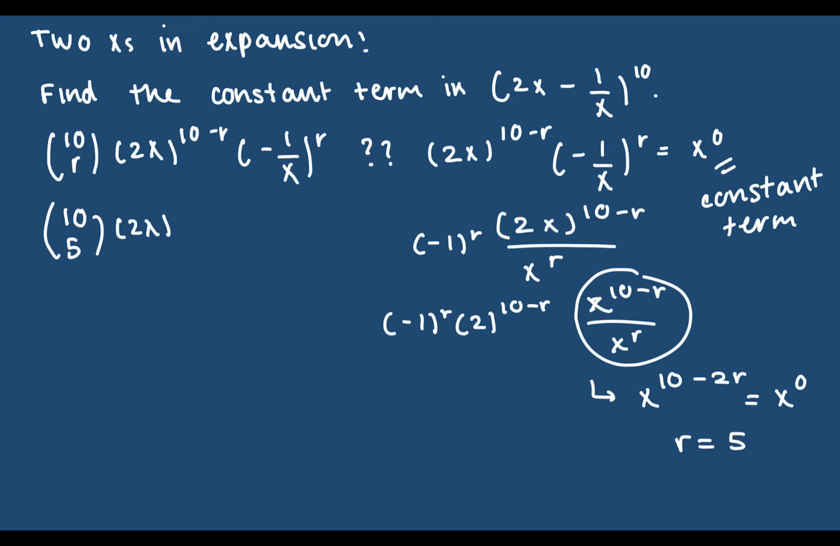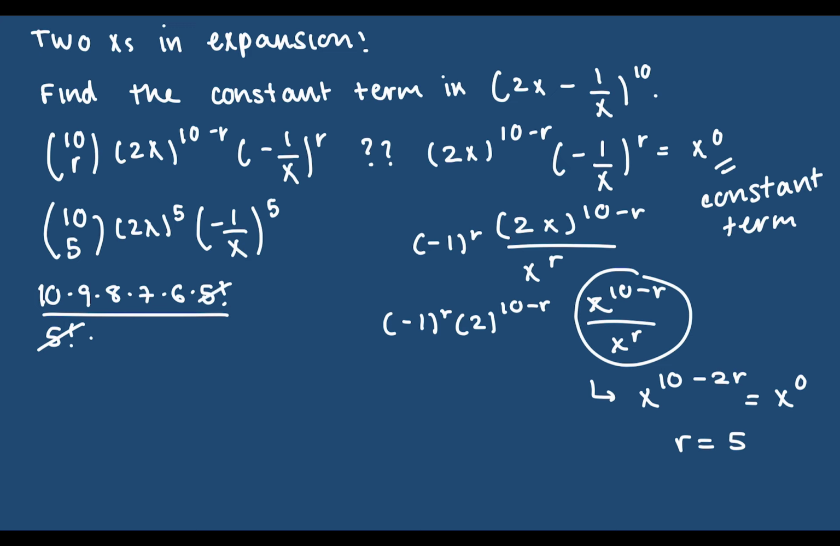So now it's a breeze from here. So it's 10 choose 5 times 2x to the power of 10 minus 5, so 5, times minus 1 over x to the power of 5. Again, we do the factorial, so we can simplify and cross out the 5 factorial, then simplify the 10 times 9 times 8 times 7 times 6 over the 5 times 4 times 3 times 2. And then we're going to have 2 to the power of 5.